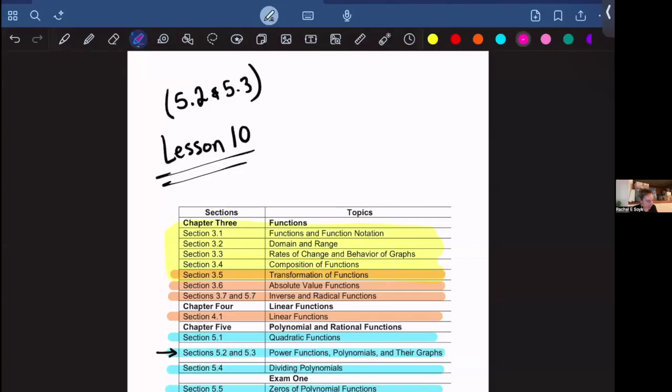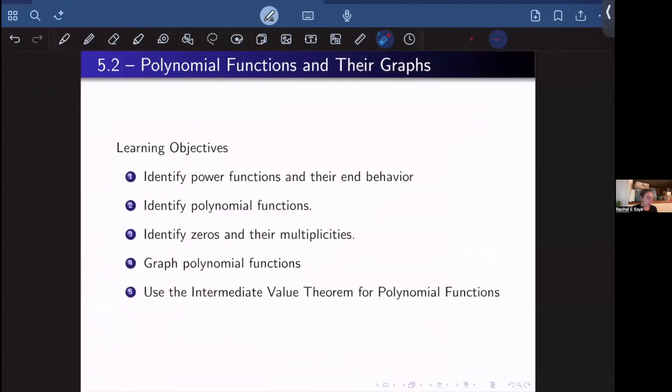Hey everyone. So today we're going to look at sections 5.2 and 5.3, which is covering our power functions, polynomials, and their graphs. And we have 5 learning objectives in this section: being able to identify power functions and their end behavior, identify polynomial functions, zeros and their multiplicities. We'll learn how to graph polynomial functions and then use our IVT, our intermediate value theorem for polynomial functions.